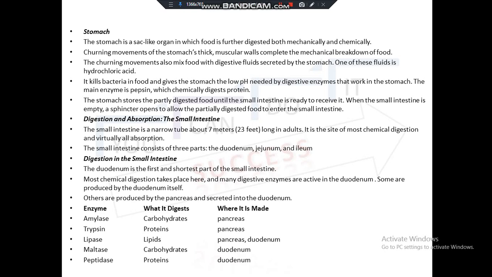Another important enzyme that acts when the food is in the stomach is pepsin. Pepsin acts on the proteins and converts them into peptones. So if we are asked the question, where does protein digestion begin? It begins in the stomach.